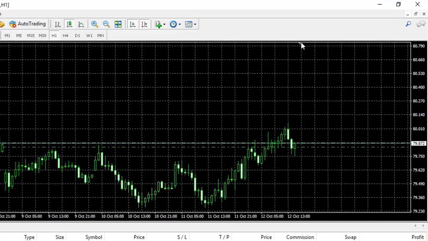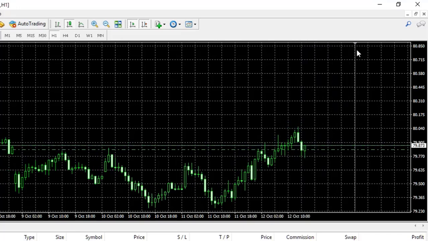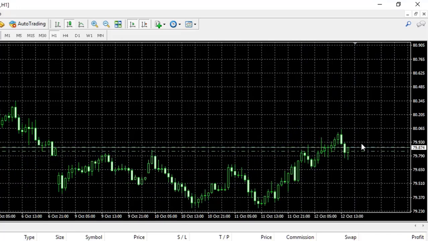If you find that you have too much room, you can select this little gray triangle here that's hard to see, click and drag it to the right, and now we have less space but still enough, and we've opened up more of our historical data.